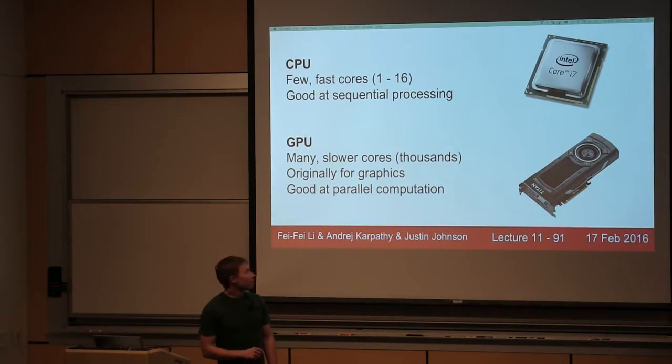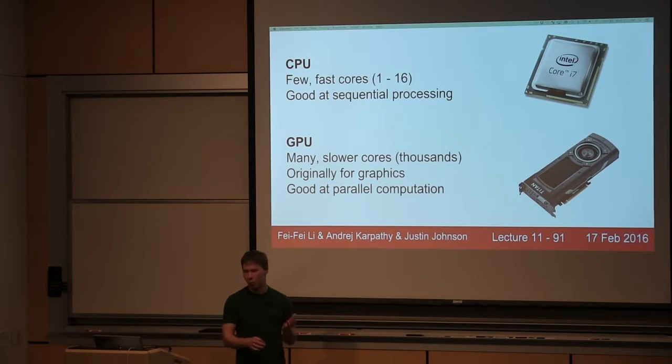So just to give you an idea, a CPU, as you probably know, is really good at fast sequential processing. And they tend to have a small number of cores. Ones in your laptop probably have maybe between 1 and 4 cores, and big things on a server might have up to 16 cores-ish. And these things are really good at computing things really, really fast and in sequence.